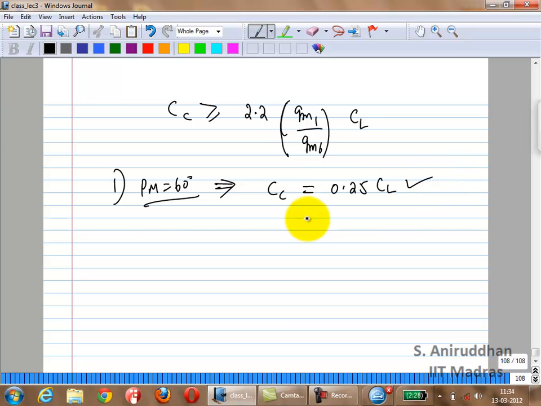What is this? 2.5 picofarad. Correct? Is everything clear so far to everyone? Okay.